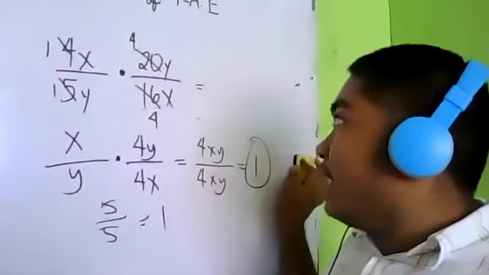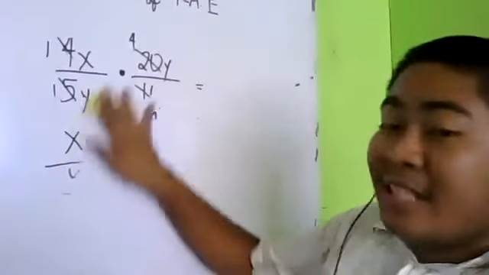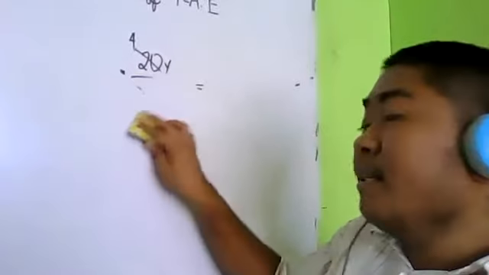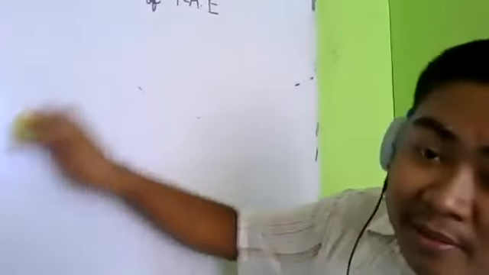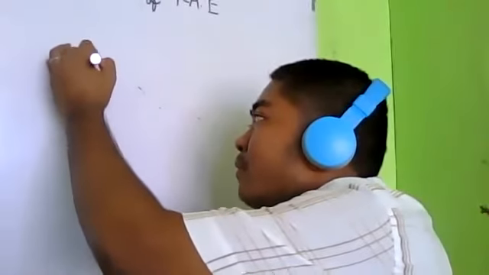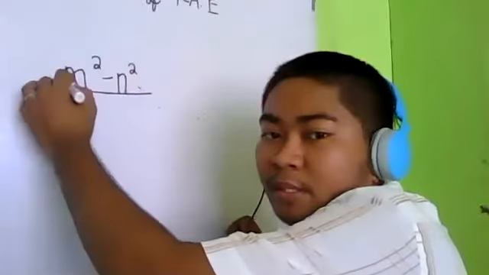So let's try to have another example para mas malinaw. So first step is to simplify. Then second step is to multiply. And then third step is to lowest term. Ganun lang naman. Let's try this one. Paano naman pag puro variable?